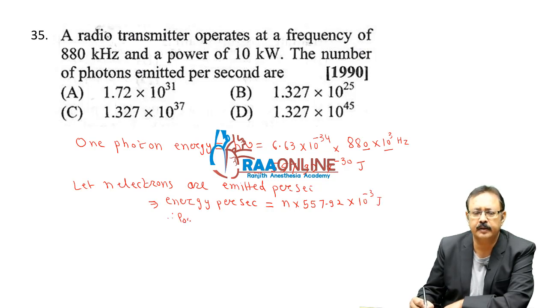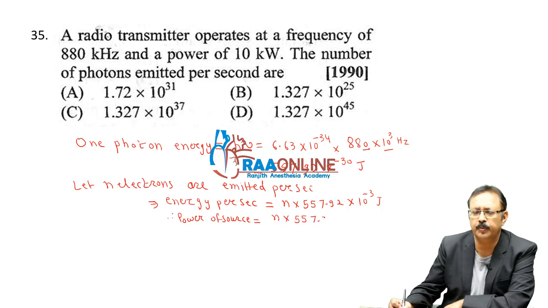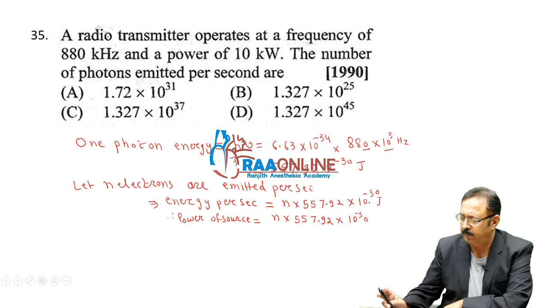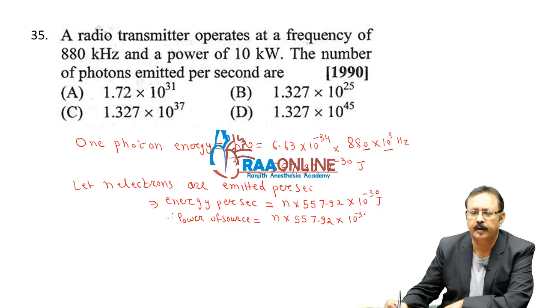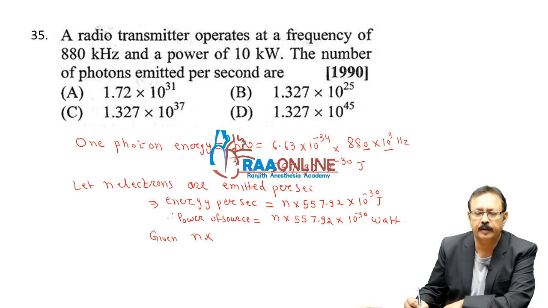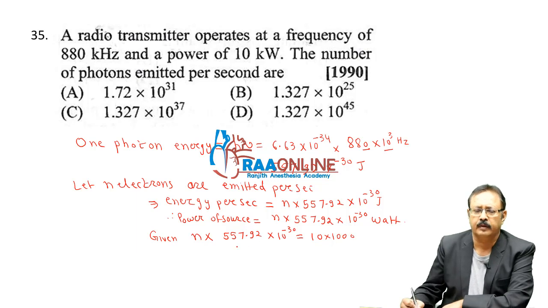Therefore, power of source should be n into 557.92 into 10 to the power minus 30 watt. But they are saying power is 10 kilowatt. So what is given? It should be equal to 10 kilowatt, n into 557.92 into 10 to the power minus 30, it should be 10 kilo, meaning 10 to the power 4 watt. So now we get the number n.